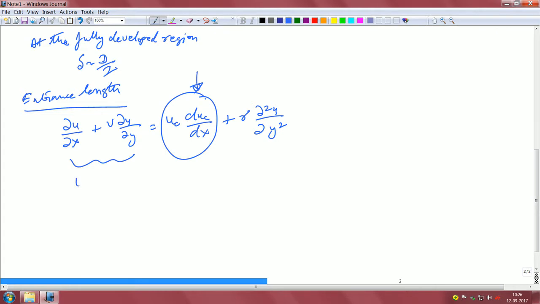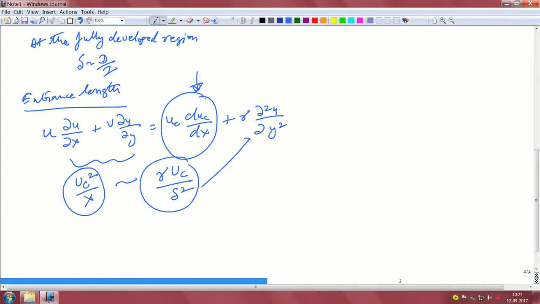So, now we can do our standard scaling analysis on this. So, the first two terms in this series, u x square by x, is actually proportional to u c square by x, and the second term, this particular term, will be that, right. So, this gives you delta scales as gamma x by u c, or delta square scales as gamma x by u c. That is what you get out of this.